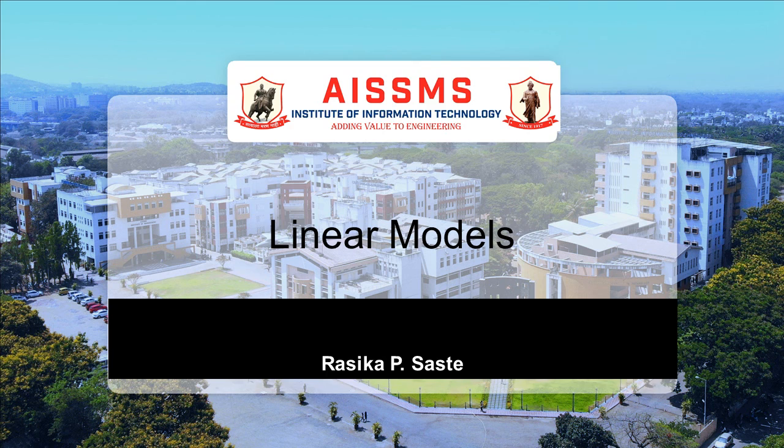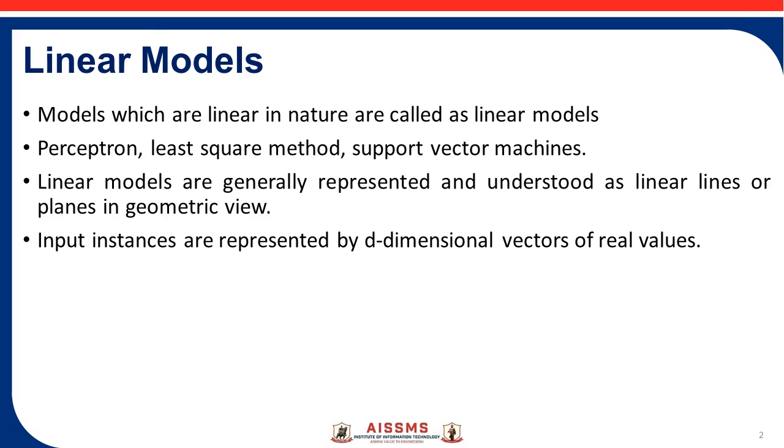So our today's topic is linear models in machine learning. First we will see what we mean by linear models. These are the models which are linear in nature, so that's why these models are called linear models. Examples of linear models are perceptrons, least square methods, and support vector machines. Linear models are generally represented and understood as linear lines, or we can say planes, in geometric view.